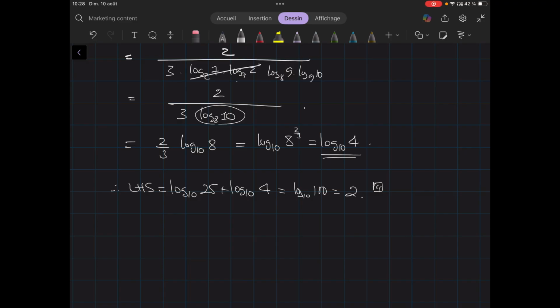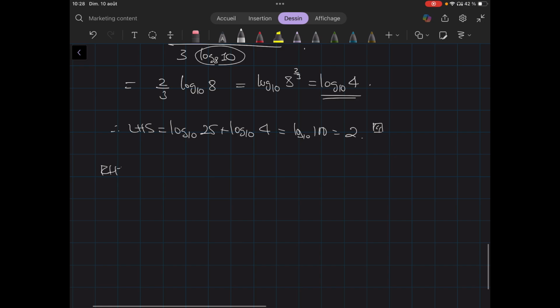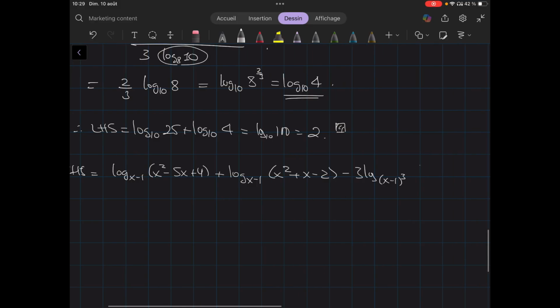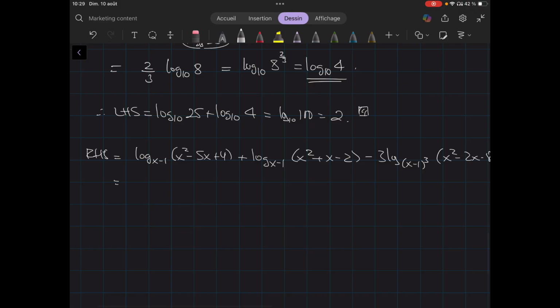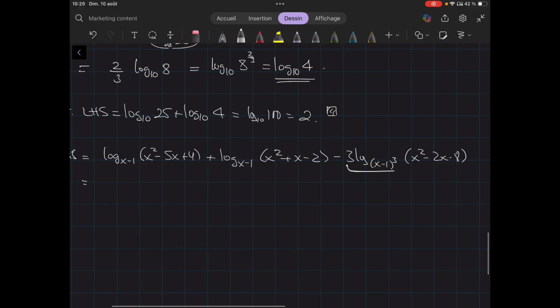That now gives us a target to tackle the right-hand side. If anything, I think this one is more straightforward. You just have to deal with a lot of algebra, but that's pretty much it. Okay. So let's change the base for the last one to make it log base x minus 1.